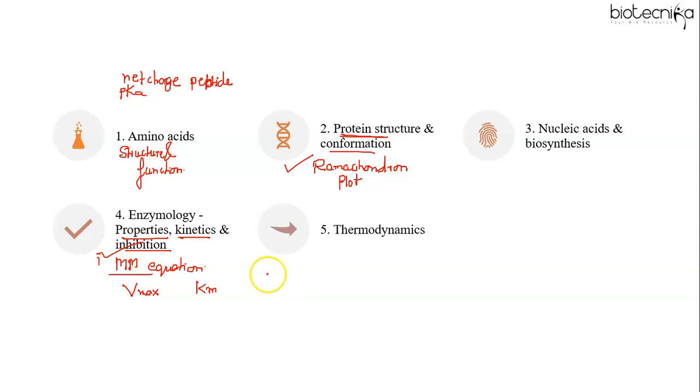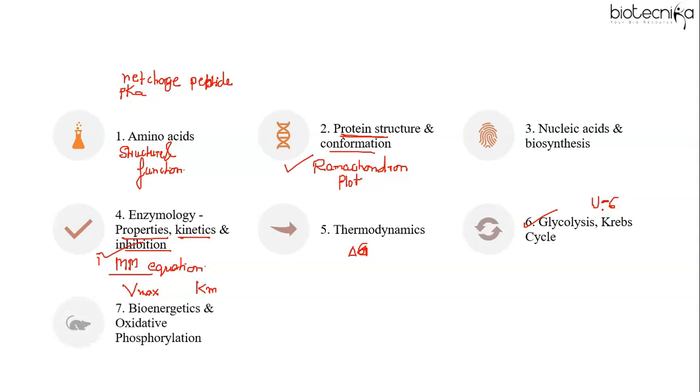Thermodynamics is another important topic. Numerical questions based on delta G calculation are often expected from here. Then questions on glycolysis, Krebs cycle, and the enzymes involved in different steps of glycolysis or Krebs cycle are often asked. And these topics are common with unit 6, that is plant physiology. Questions on bioenergetics and oxidative phosphorylation are also expected.